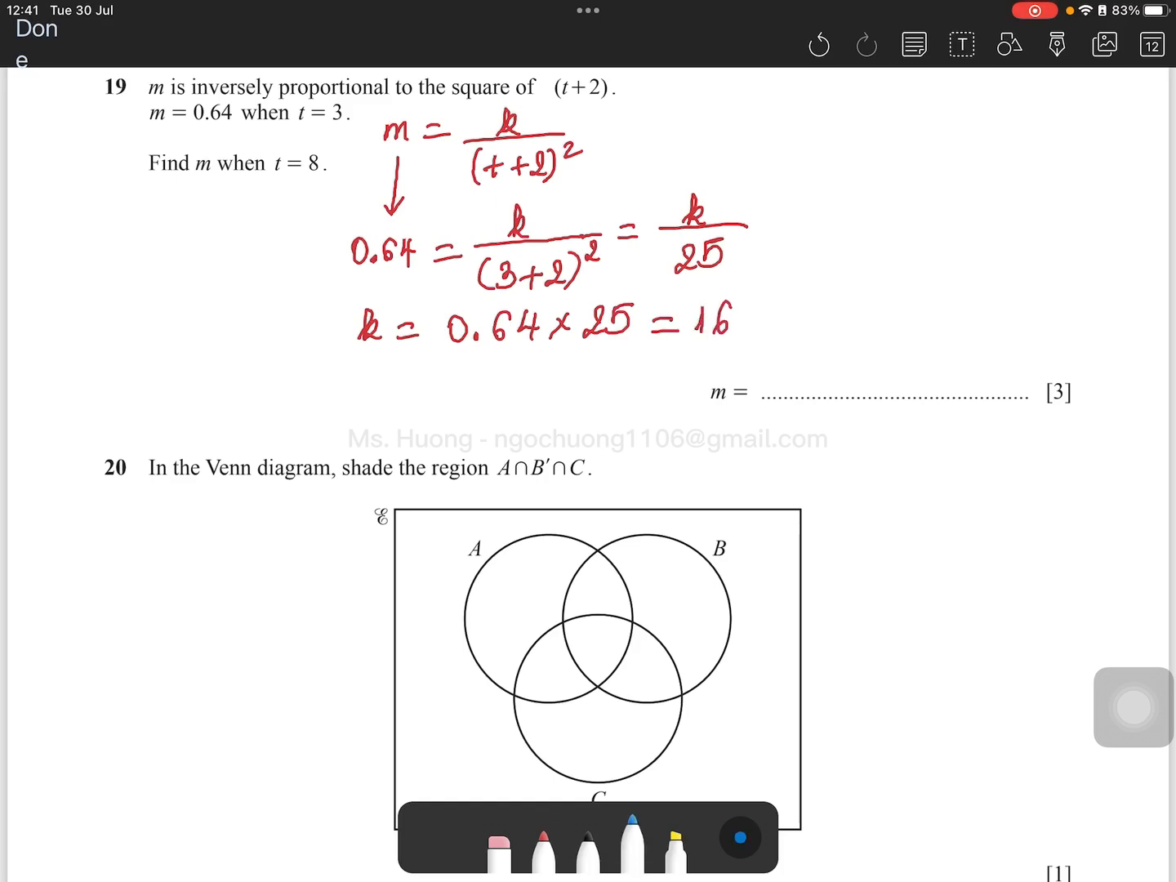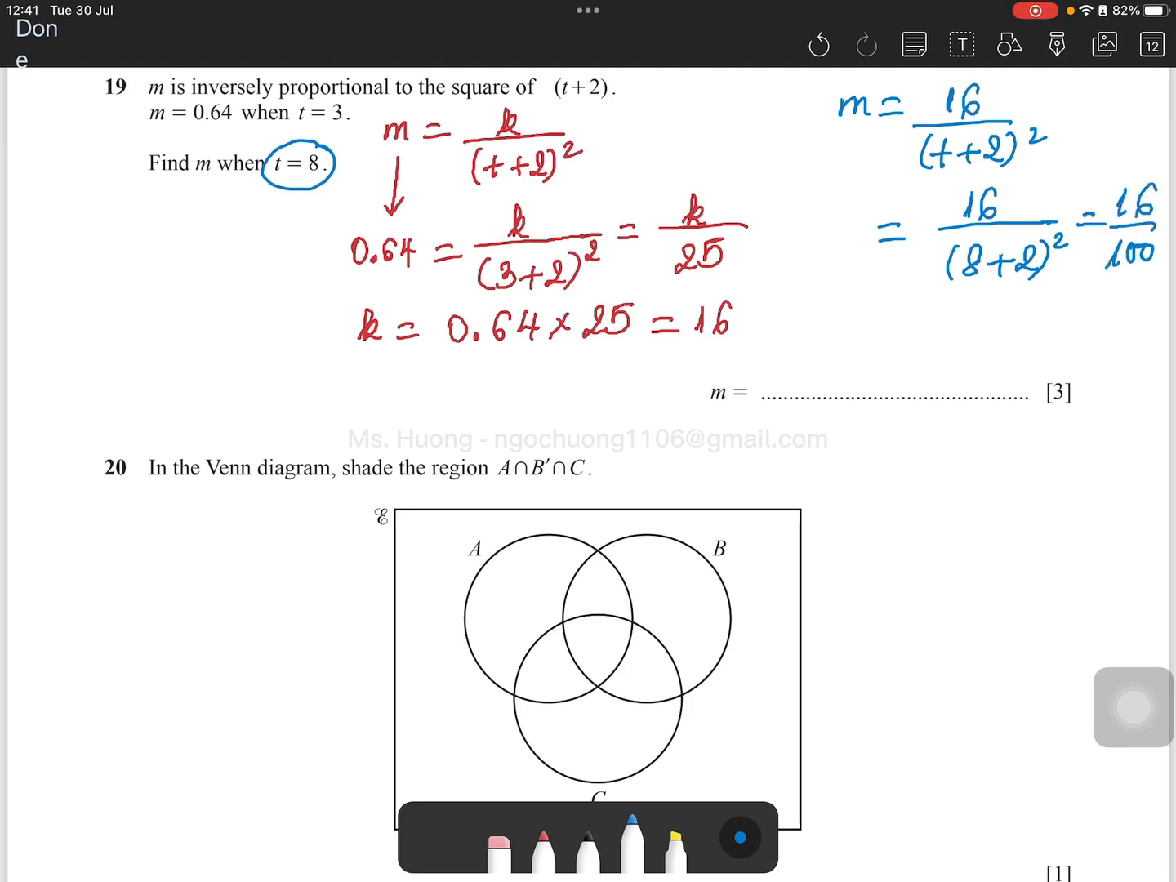After that, we'll write down the formula again. M is equal to 16 over (t plus 2) squared. So when t equals 8, I will substitute t equals 8 into this. 8 plus 2 is 10. 10 squared is 100. So 16 divided by 100 is 0.16.